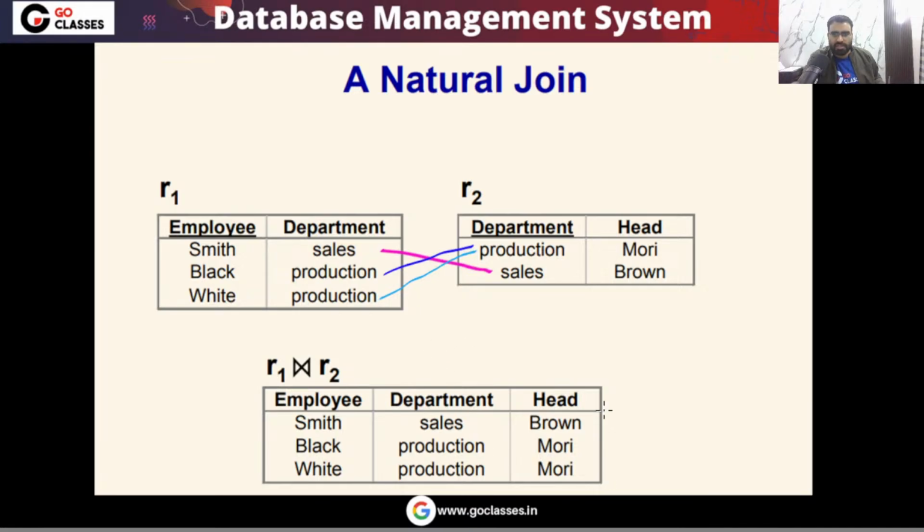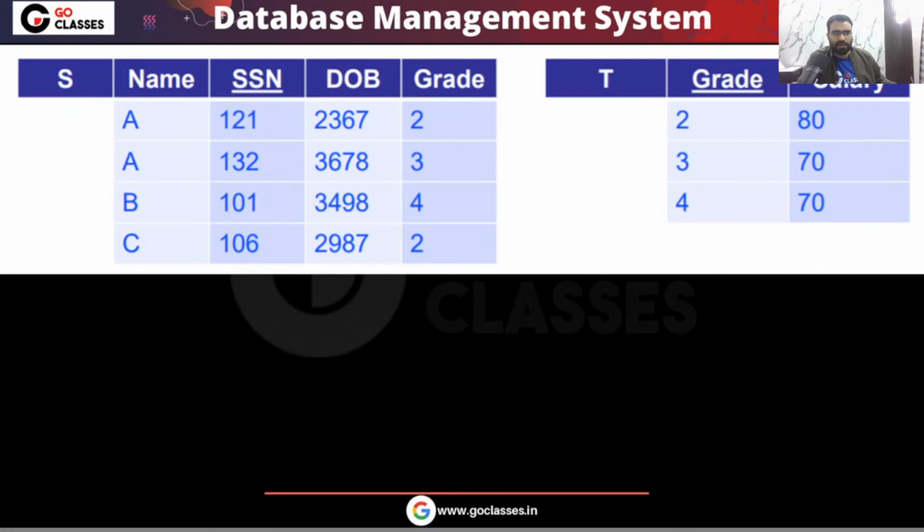So finally, in this R1 natural join R2 there will be three tuples. You can see Smith, sales and Brown. Next, Black, production and Mori. And White, production and Mori. So very simple, this will be the output of natural join. Let's see one more example.